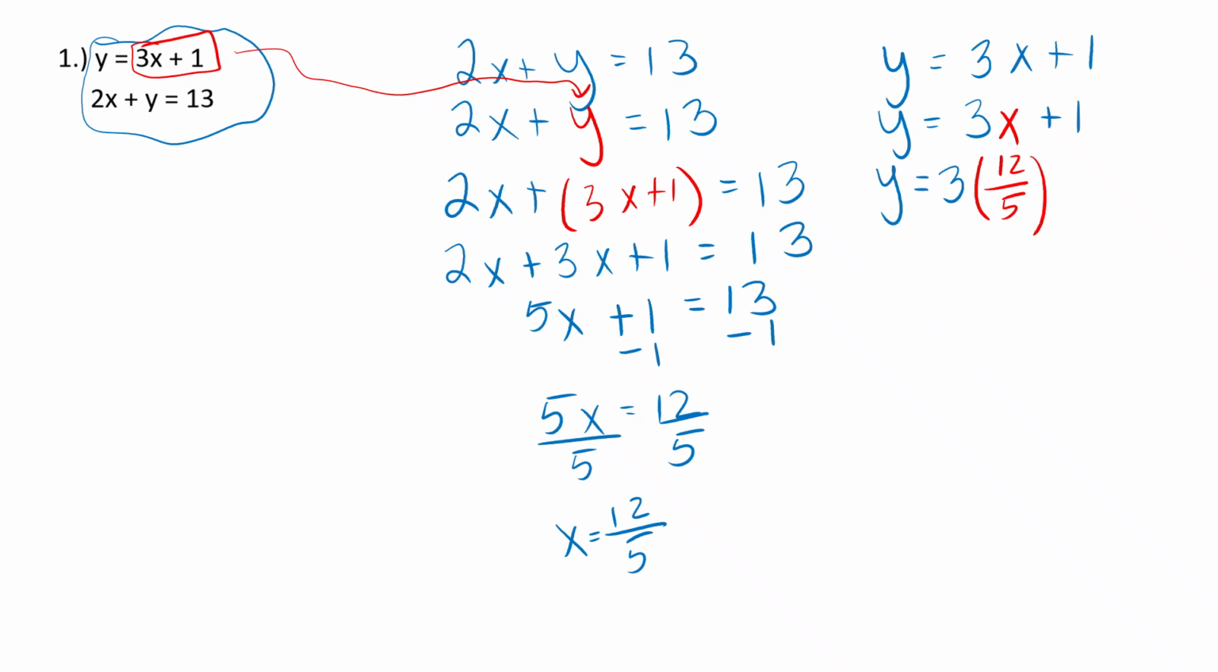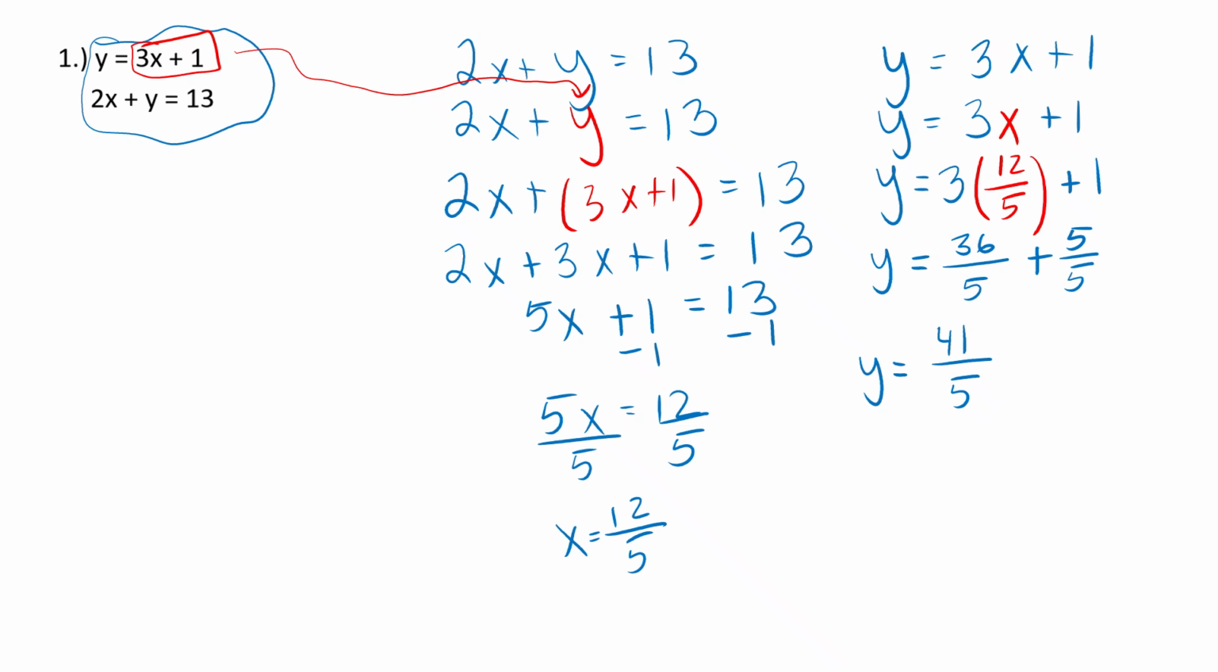Then we just need to grind this out. You are welcome to use a calculator here. You could throw this into Desmos, and it'll do the arithmetic for you. Let's just go ahead and do it out, though. 3 times 12 is 36, so this will be 36/5. I want to add this to a 1. I need a common denominator, so I'm going to write 1 as 5/5. Then 36 plus 5 is 41.